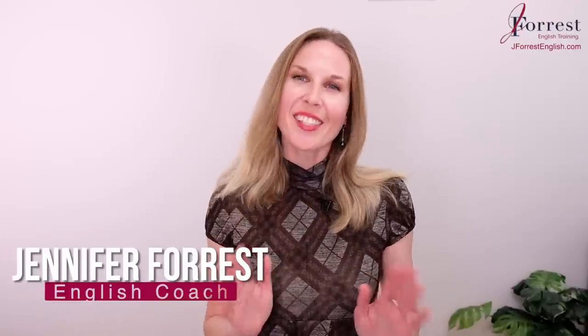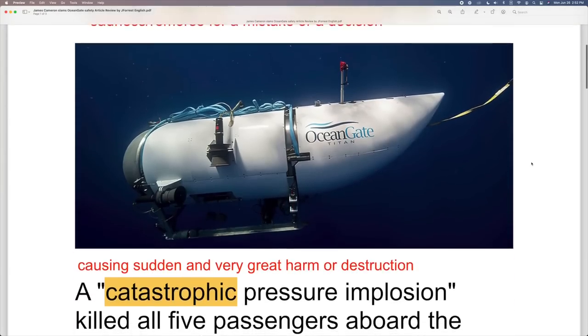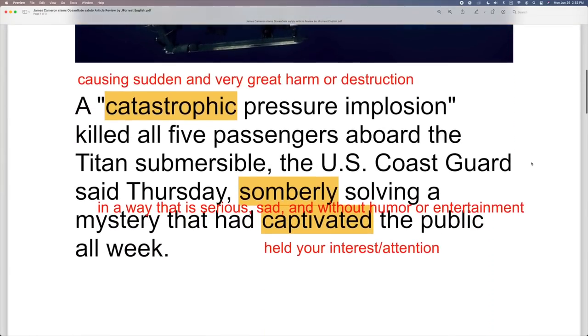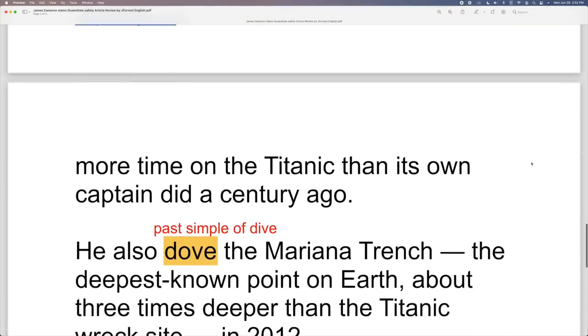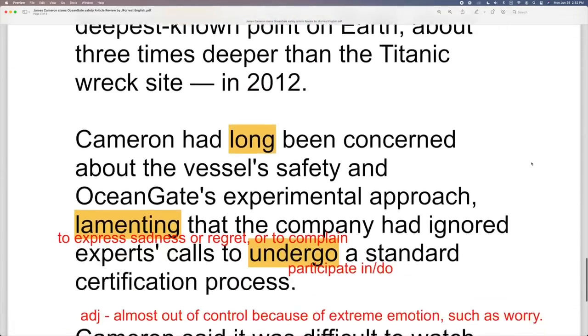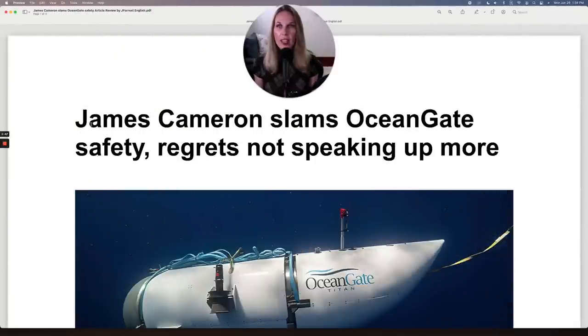I'm Jennifer, and today we're going to read an advanced news article together so you can learn the advanced vocabulary, grammar structures, and expressions so you can increase your fluency in English. Let's get started. Let me read the headline. James Cameron slams OceanGate safety, regrets not speaking up more.